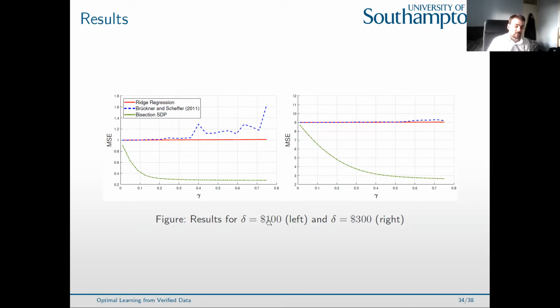And on both of these plots, we assume different values for delta. So in this case, delta is set to $100. So we just assume that people are trying to cut $100 off their billing. And on the right, we assume they're trying to cut $300 off. And we note that the more severe this cutoff, this discount is, you do so much better. It's an even more pronounced improvement. So that's quite interesting as well.